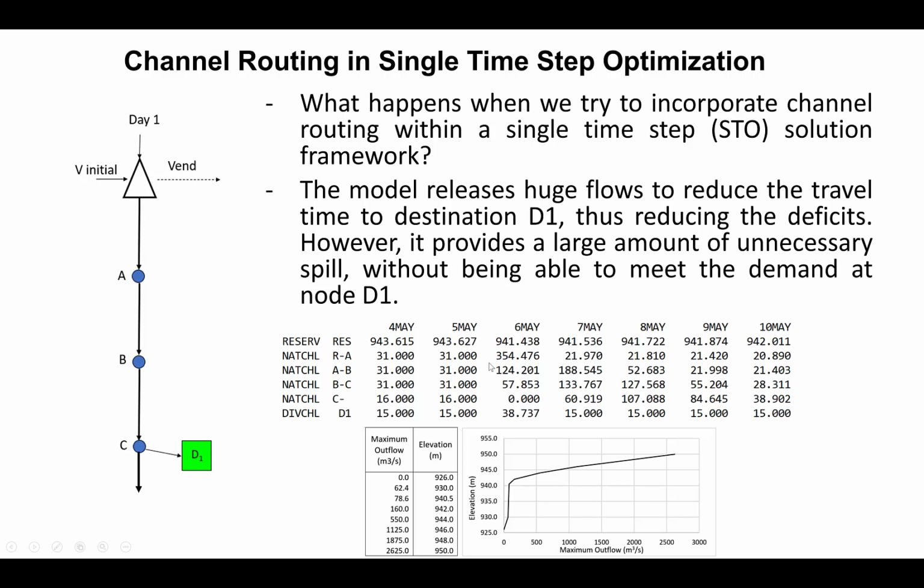One more thing, why did we release only 354? The reason is that we have this outflow versus elevation curve. If you look at the starting level of 943.6 meters elevation and the ending level of 941.438, you can calculate the average elevation and read from this graph the average outflow capacity corresponding to this elevation, and that will be about 354. The travel time is the restricting factor, which requires proper timing of the releases.